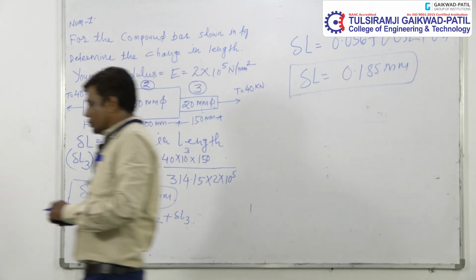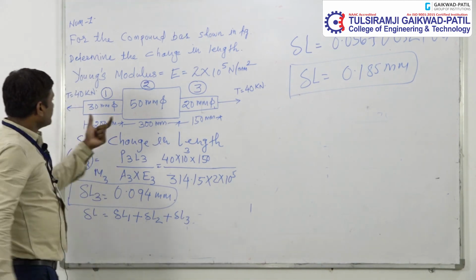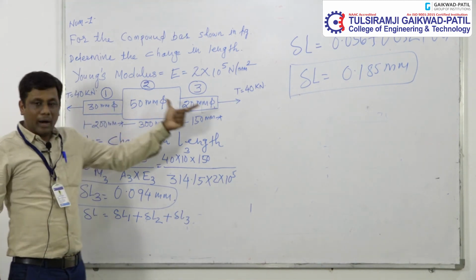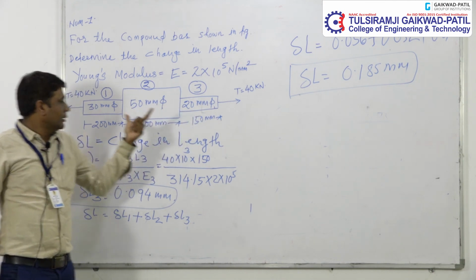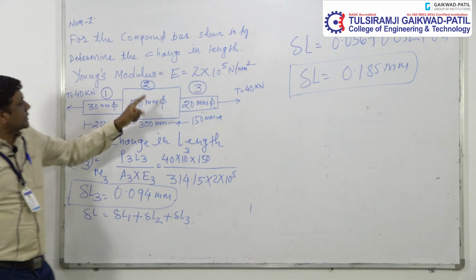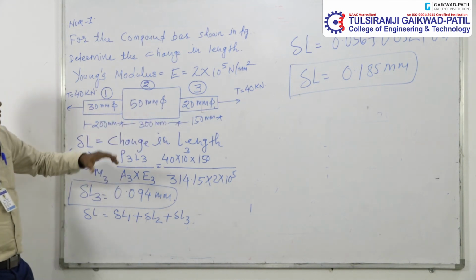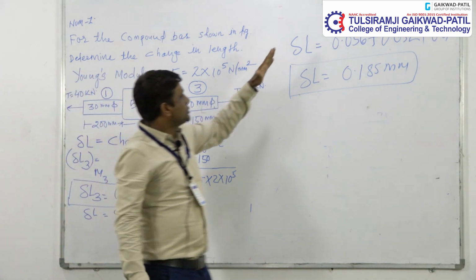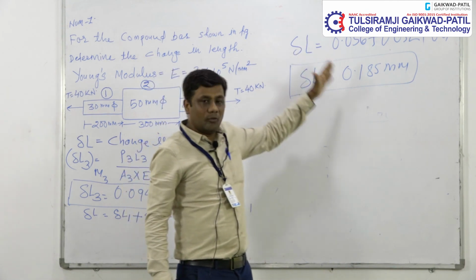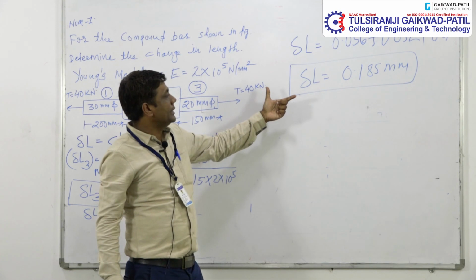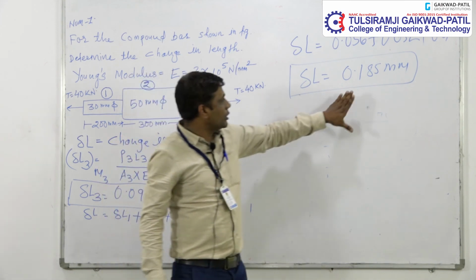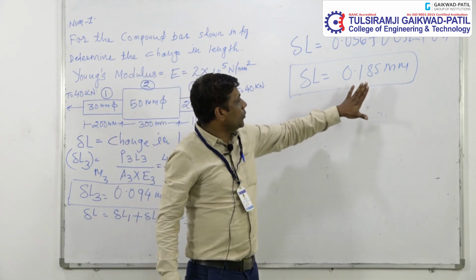So students, when a compound bar is given, for that particular type of bar, here 3 different materials are given. In that case, we are going to use this formula. Change in the length is given by delta L1 plus delta L2 plus delta L3 and the final value will be delta L. So here we got the answer as 0.185 mm.